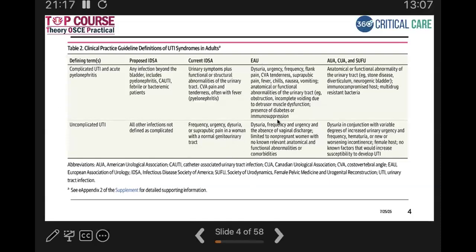Okay. And even with the European guidelines, they have told that in the absence of any structural abnormalities of the urinary tract, if the patient is having UTI symptoms, it is defined as uncomplicated UTI. This is all with respect to 2023 and 2024 guidelines.